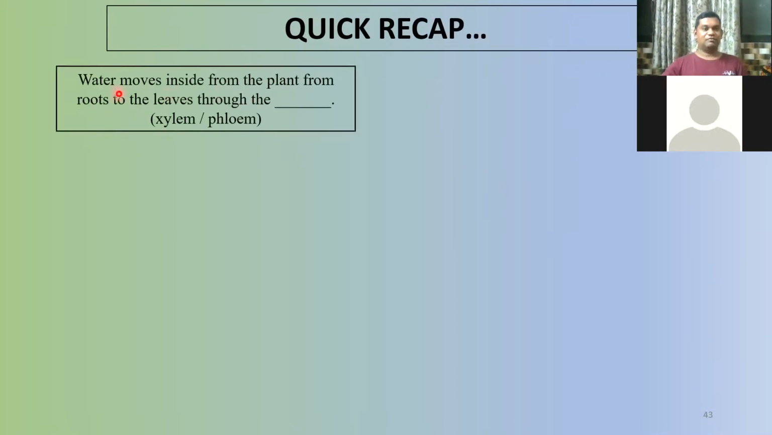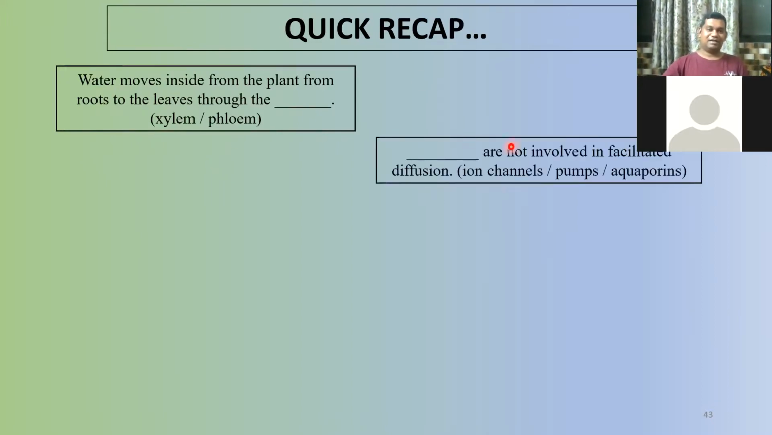Water moves inside the plant from roots to the leaves through the xylem. Answer: xylem. Correct. Dash are not involved in facilitated transport.